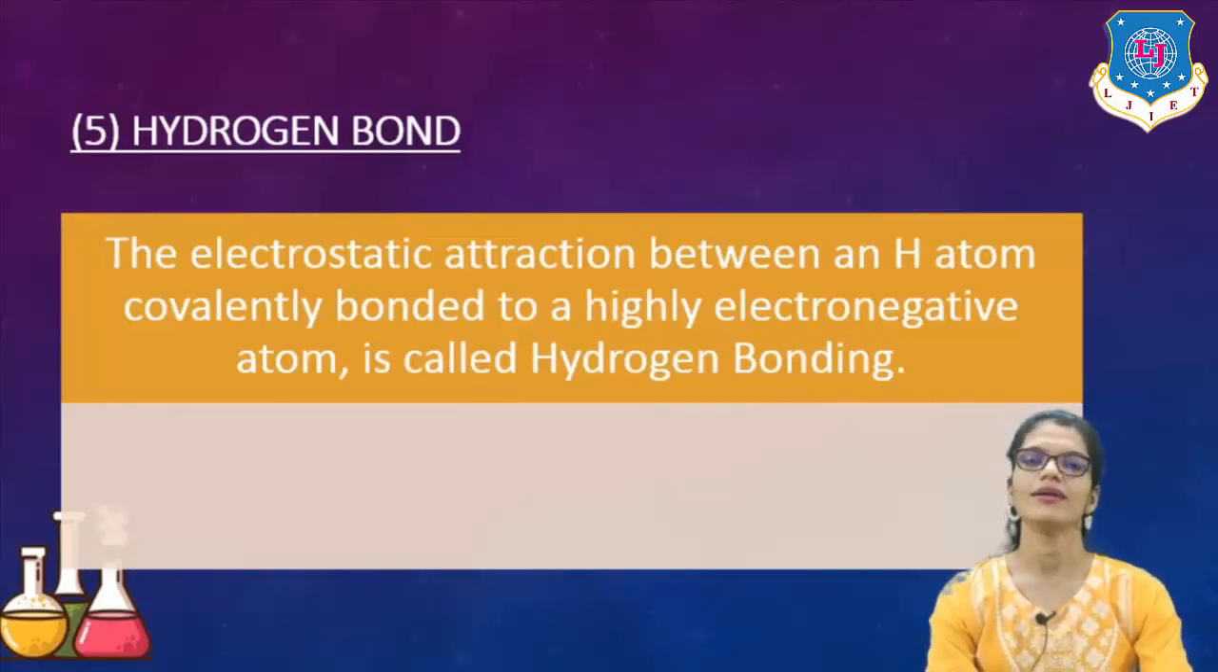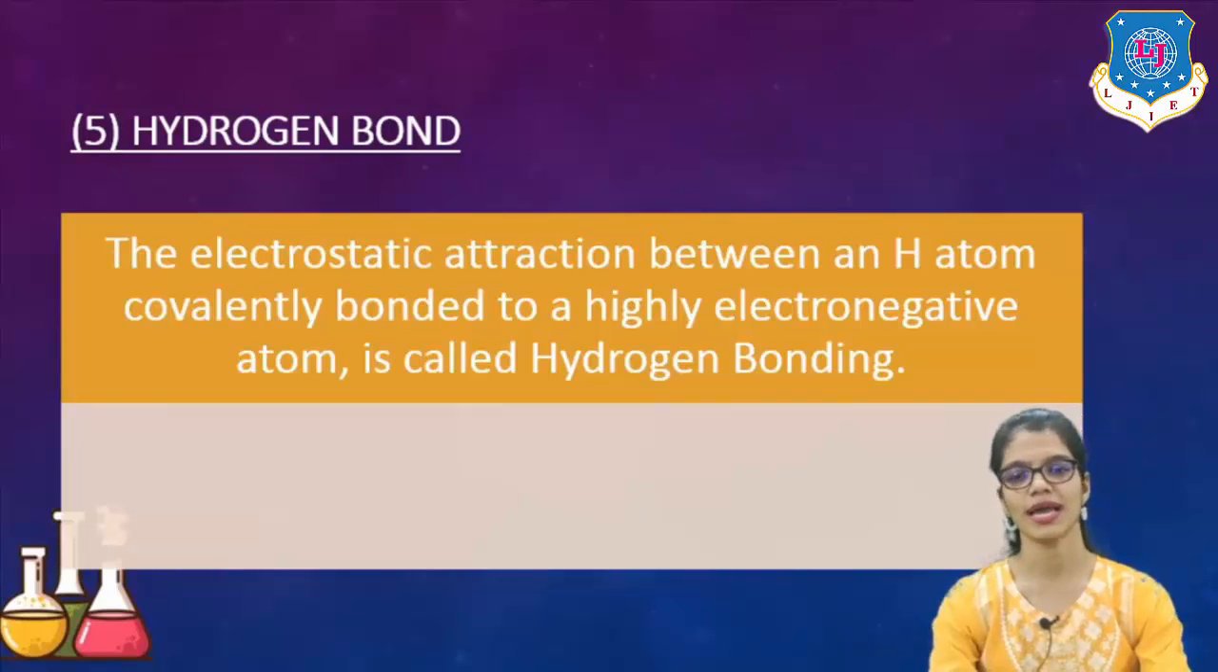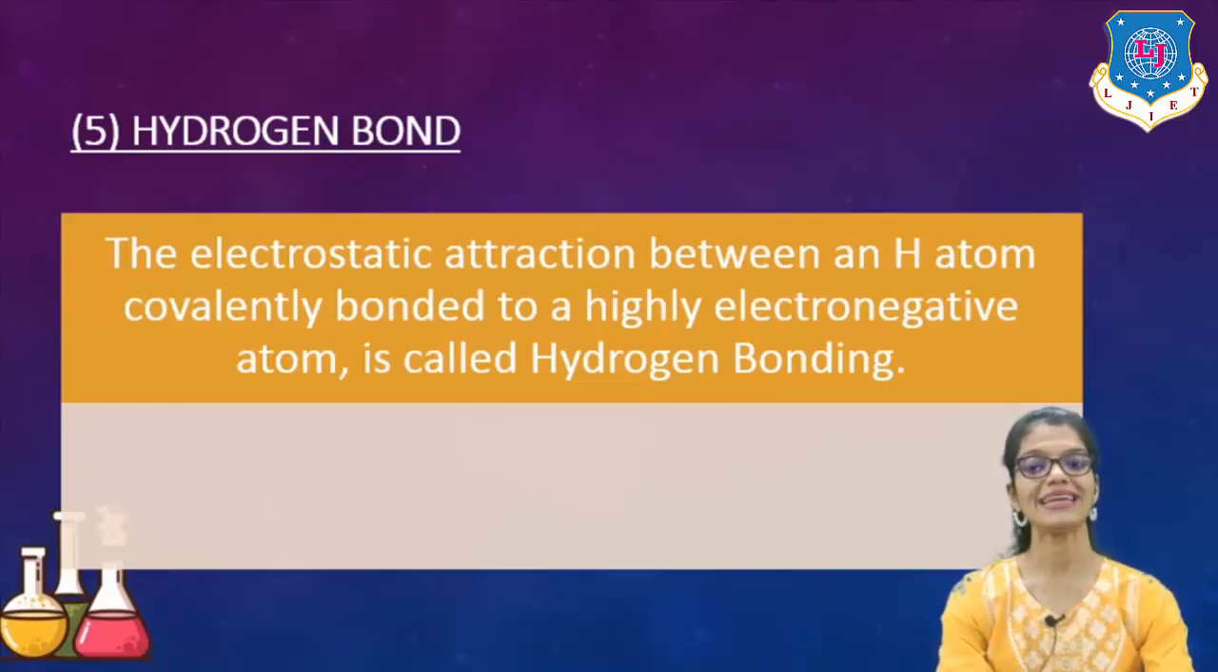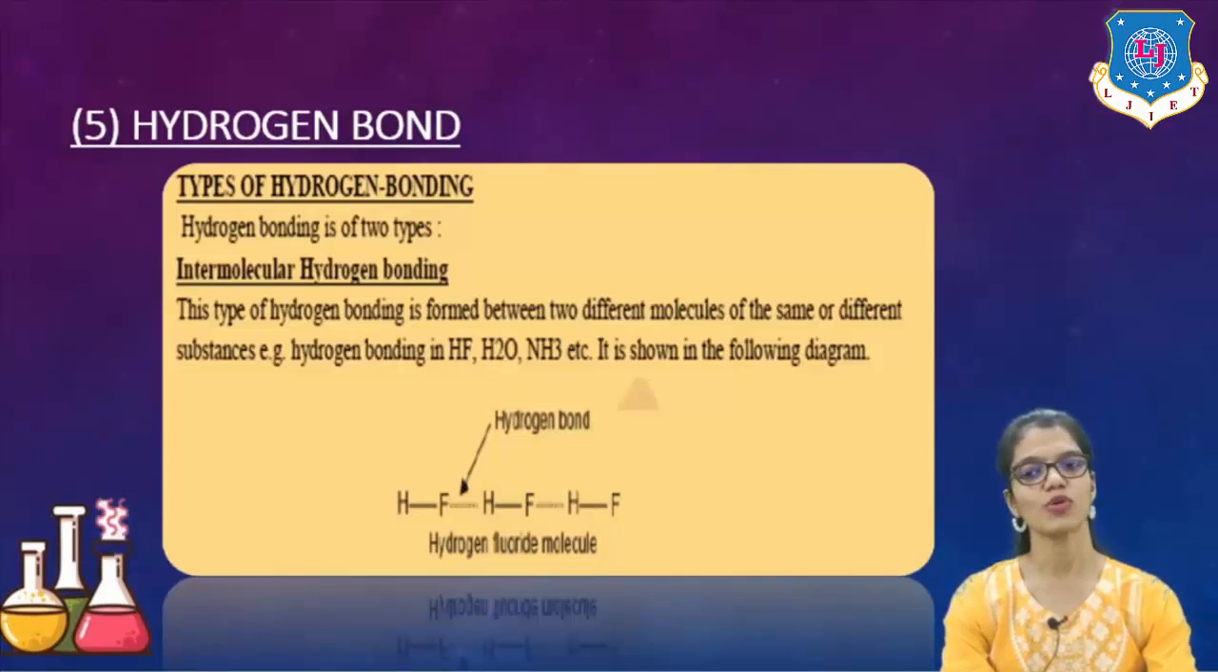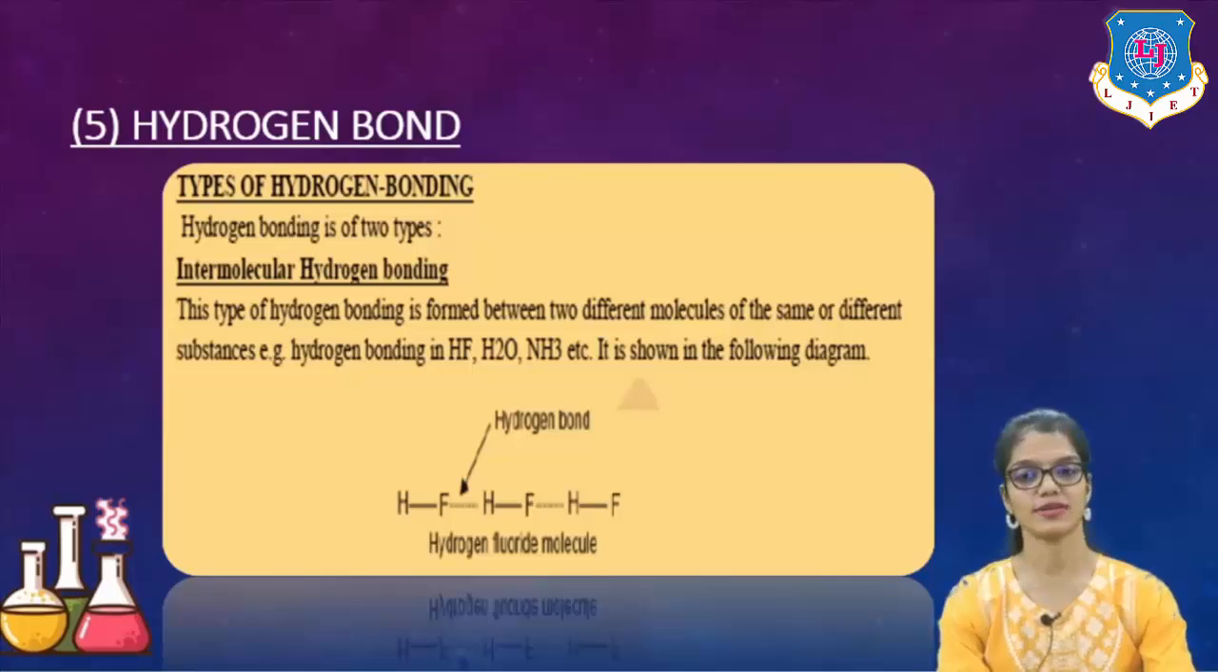Now, next one is hydrogen bond. A widely available, widely utilized bond is the hydrogen bond. The electrostatic attraction between an H atom covalently bonded to a highly electronegative atom is called hydrogen bonding. There are two different types. First one, intermolecular. Second one, intramolecular.